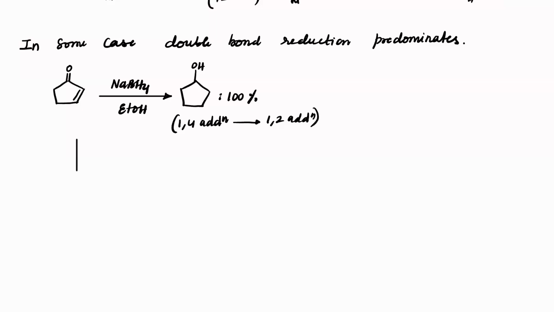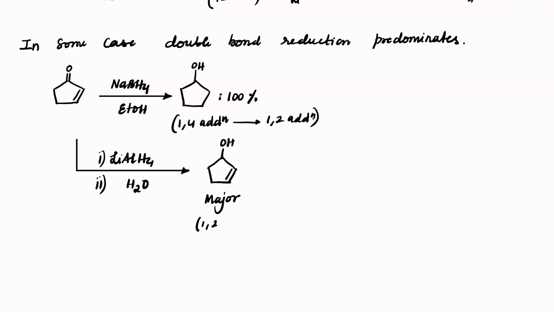While if I take the same compound and treat this with lithium aluminum hydride followed by H2O, got it? Then I was getting two products: that is OH here with double bond, which is major, which is 1,2 addition as usual, how we have seen in the earlier case, and then we have 1,4 addition which is minor. 1,4 addition followed by 1,2 addition.